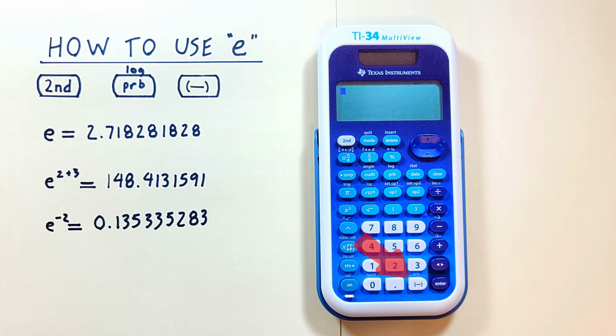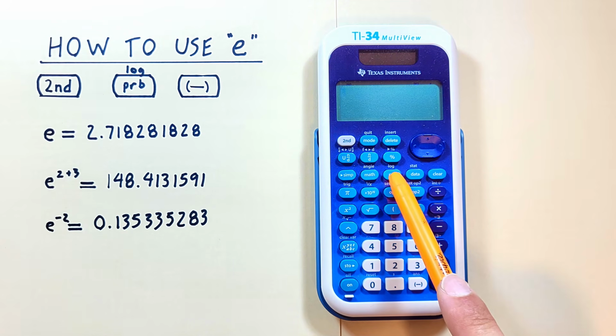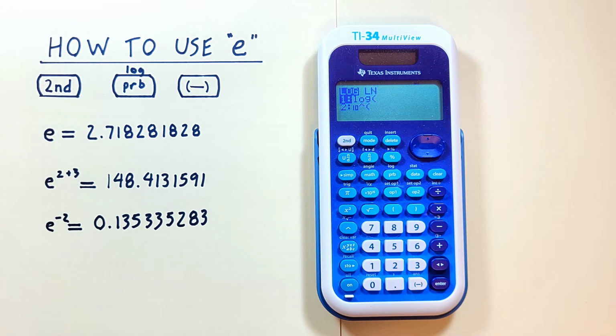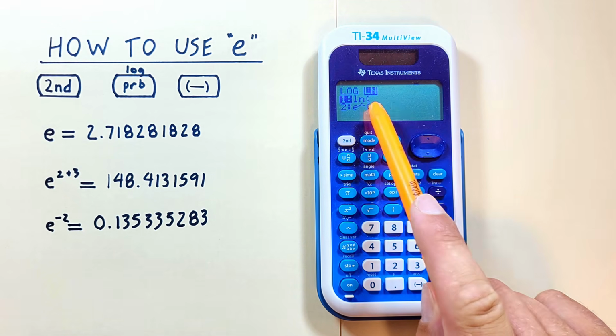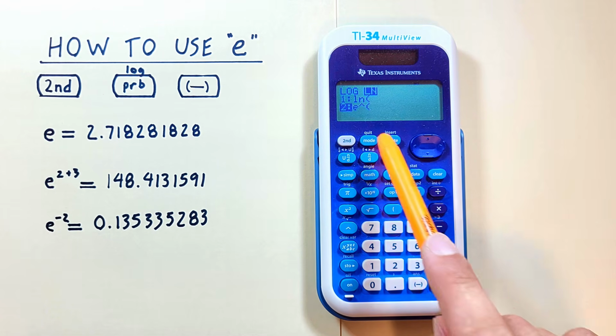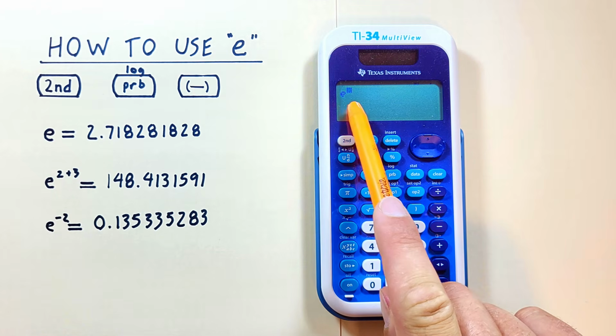To find E on this calculator, what we have to do is go second probability. That brings up this menu here. Then scroll to the right to ln, and then we see number 2 is the E with the exponent right there. So if we want to get Euler's number, or E, on our screen, we just highlight it and hit enter. Now we see E with the exponent.